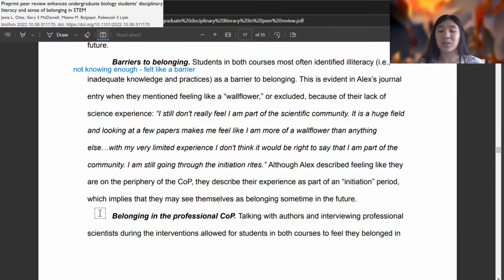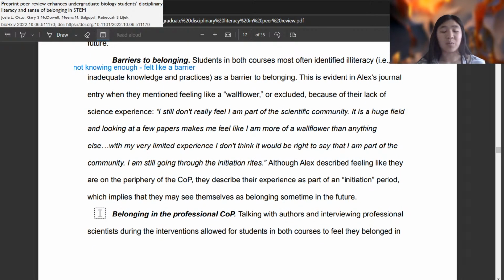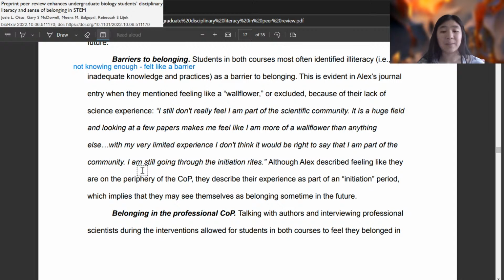Although Alex described feeling like they are on the periphery of the community of practice, they describe their experience as part of an initiation period, which implies that they may see themselves as belonging sometime in the future. So that's still more implying belonging in the future.